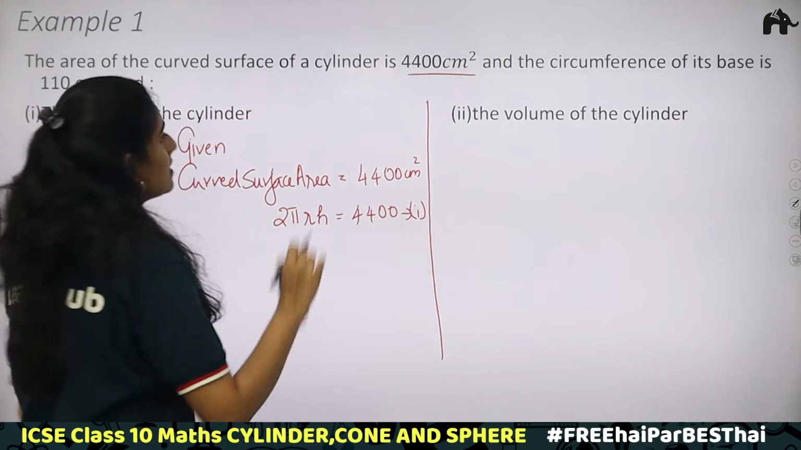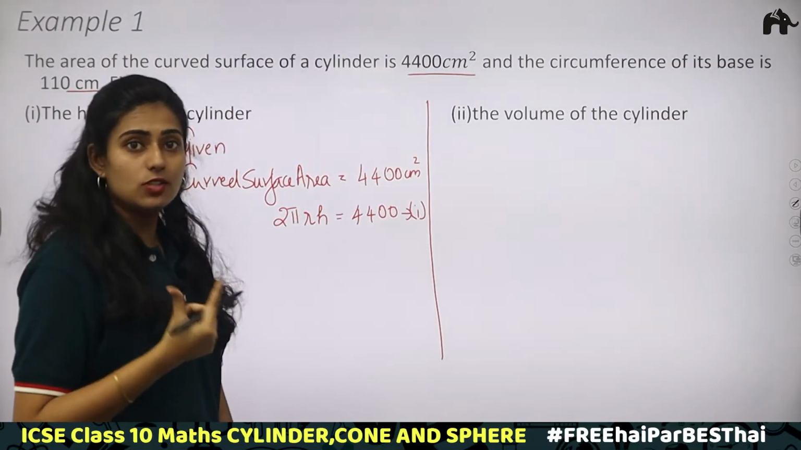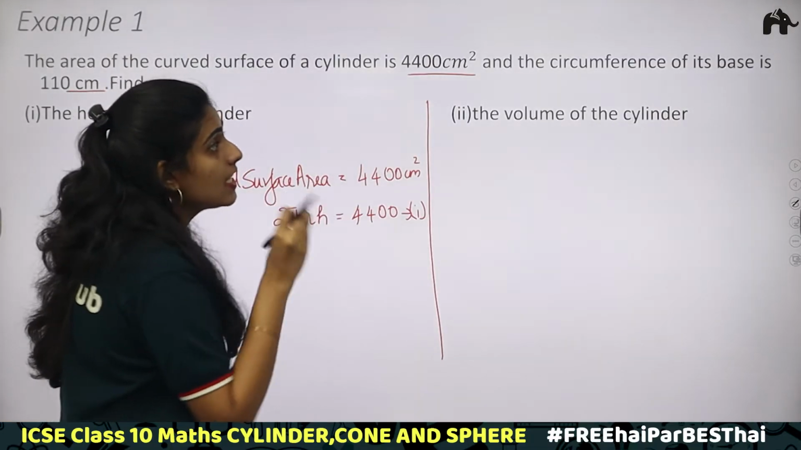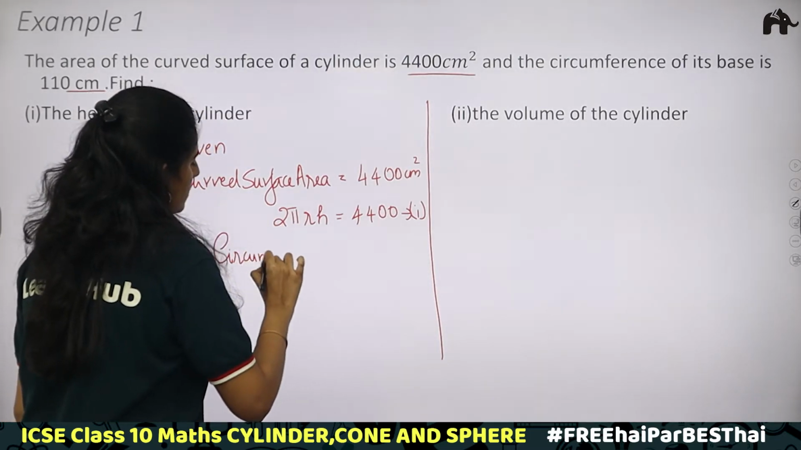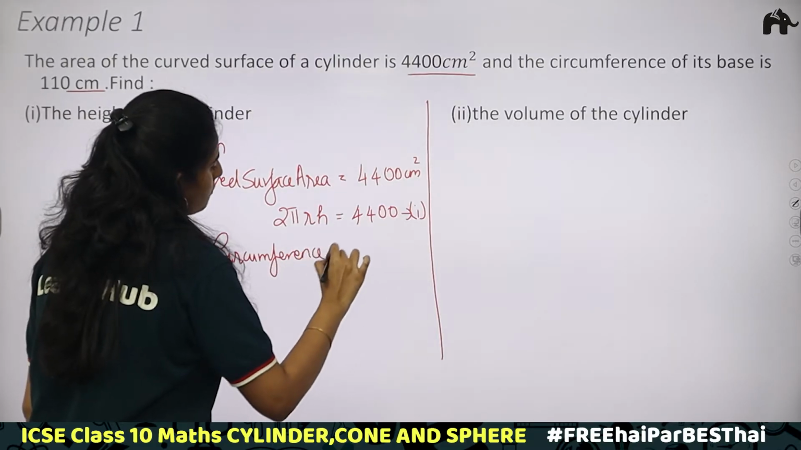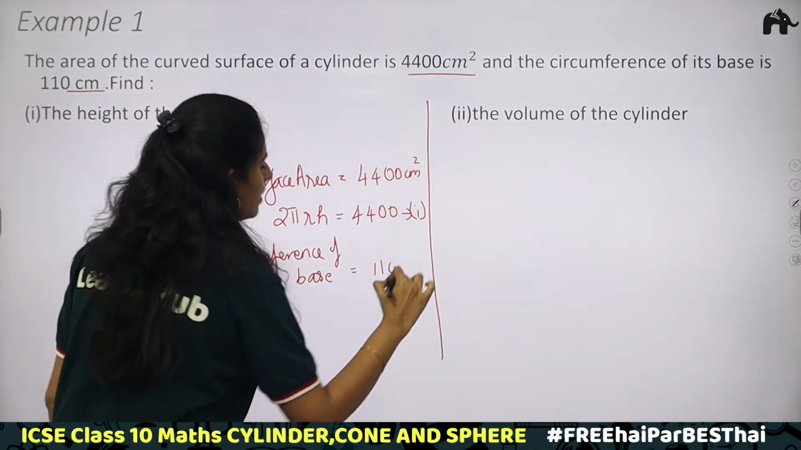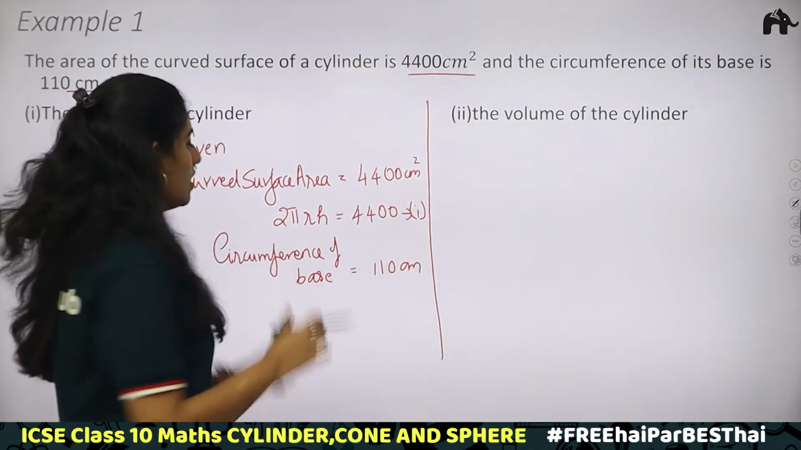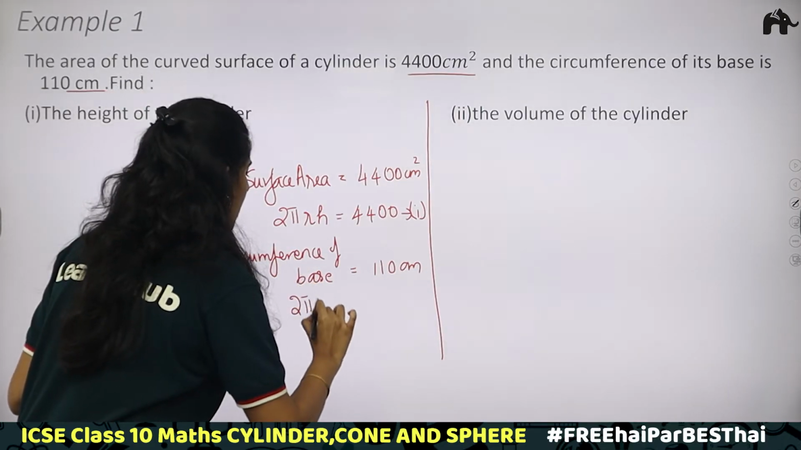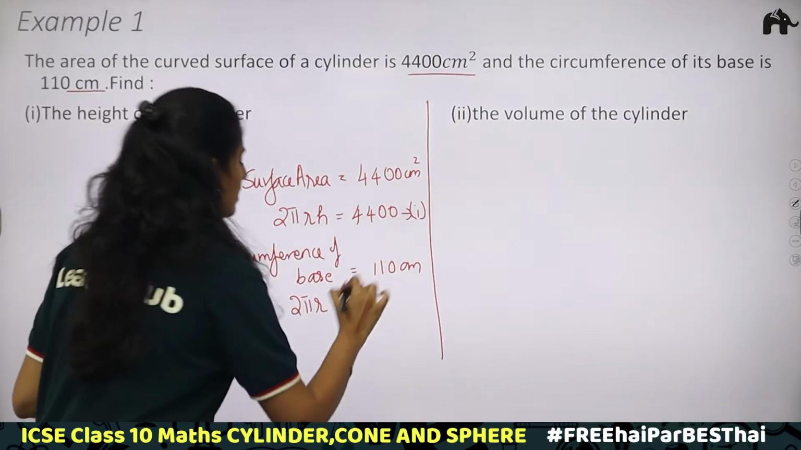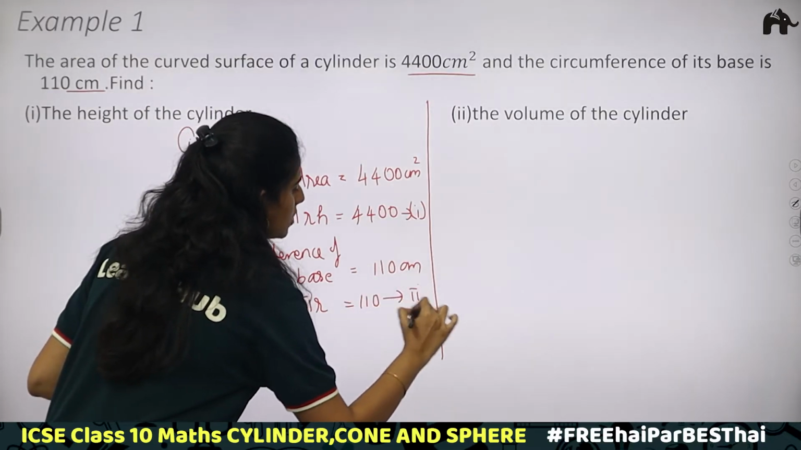Now what else is given? Circumference of base is given. The base of a cylinder is circular in shape, which means we know the circumference of a circle. Circumference of base is given here, which is equal to 110 centimeters. To find the circumference of a circle, we have the formula 2 pi r. 2 pi r is equal to 110. We take this as equation 2.